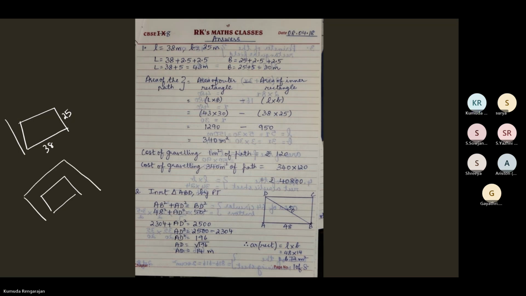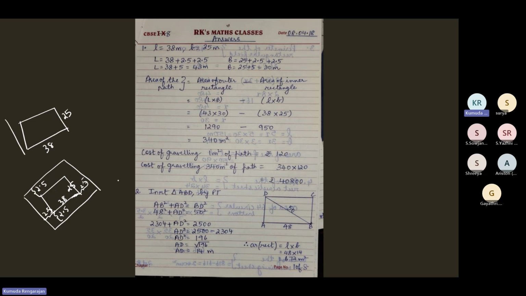On the outside runs another rectangle, creating a path. This is the path. Now the dimensions of the lawn are 38 meters by 25 meters, and the uniform width of the path is 2.5 meters. So that means it's 2.5 meters here, 2.5 meters here, 2.5 meters here, and 2.5 meters here.